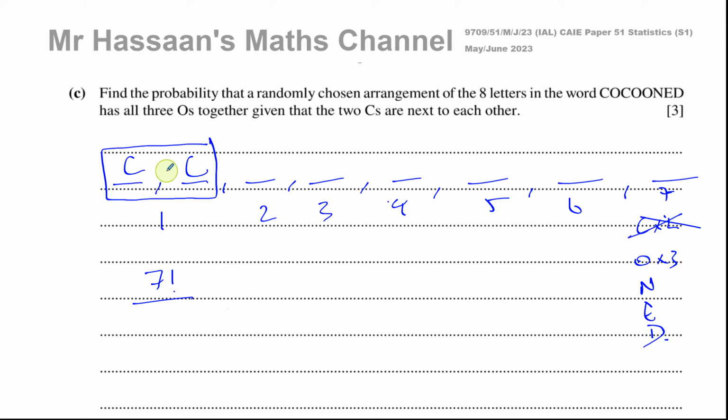Now, we don't worry about the repeats of this because we have to multiply by 2 factorial, because there's 2 of them, then divide by 2 factorial. Why? Because if you switch those places, they will look the same. So we don't have to worry about this because they're identical.